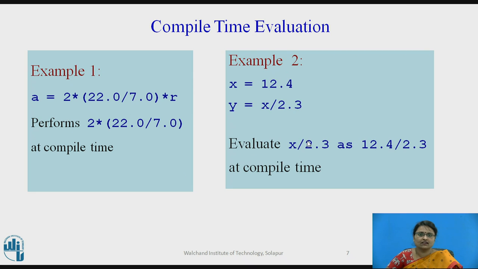Another example is here, where we are taking X equal to 12.4 and Y equal to X divided by 2.3. So in this case, what happens? The value of X is 12.4, and this is taken as 12.4 divided by 2.3. And we can see that in between X equal to 12.4 and Y equal to X divided by 2.3, nothing is changing. So this might again be a constant expression like 12.4 divided by 2.3. So automatically Y's value is calculated as 12.4 divided by 2.3 at compile time only. So again, during the execution time, it is not compiling again, it is directly taking that.